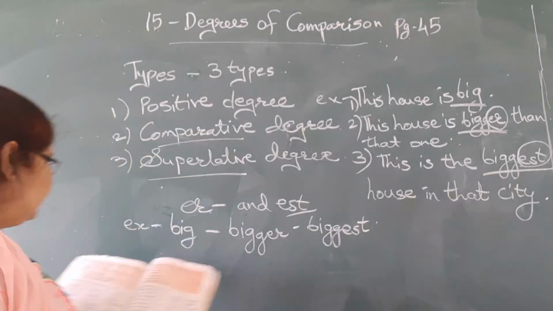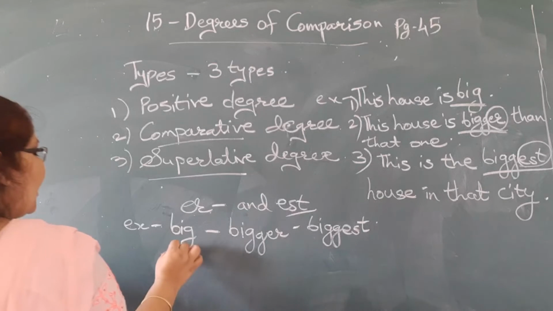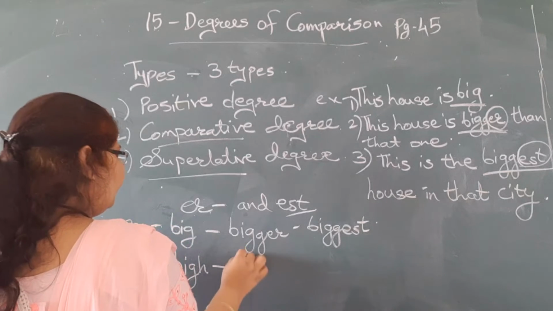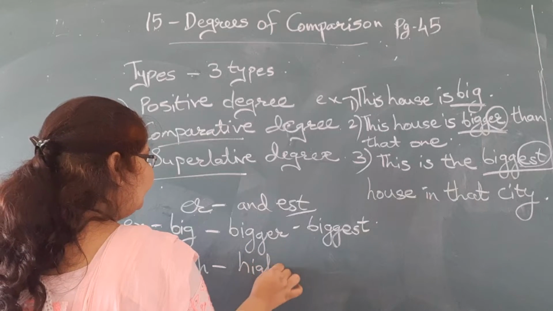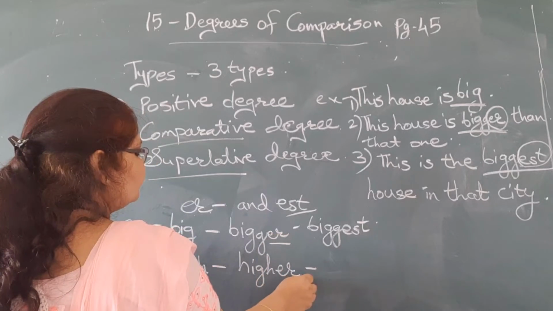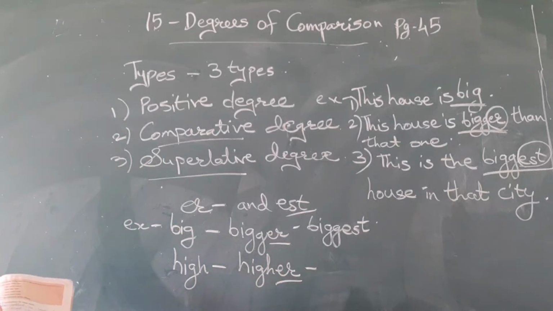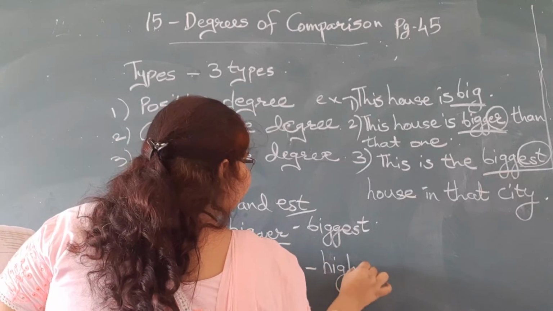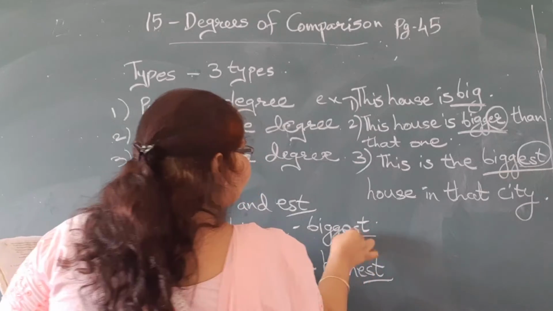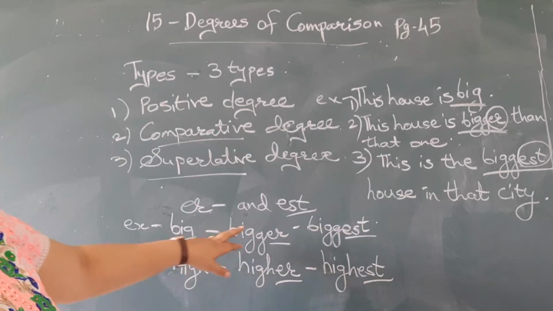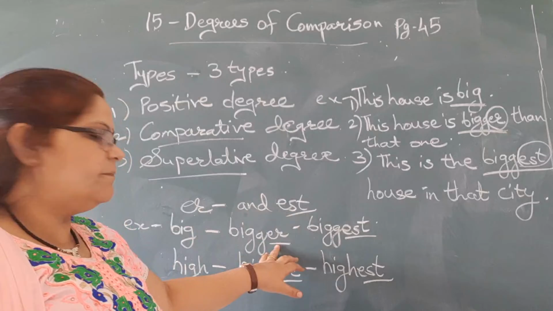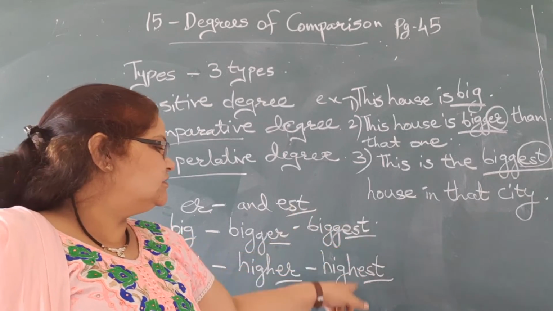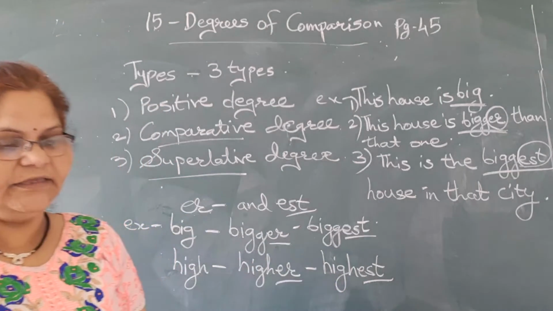In the same way, the next example, if we take high. What will be the comparative degree for this? Higher. So what have we written at the end? ER. And the superlative degree, highest, EST. See, ER and EST. Here for the comparative we have written ER, same here: higher, highest, EST for highest.